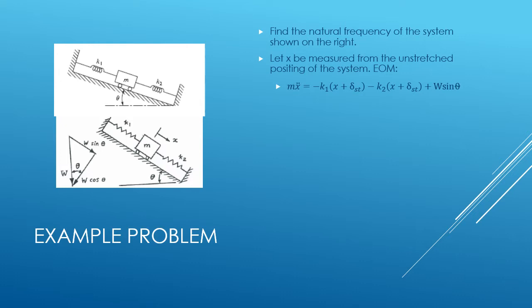So we'll let x be measured from the unstretched position of the system. So the equation of motion then becomes ma equals the spring constant k1 times the distance that it moves from the unstretched position, minus the second spring constant k2 multiplied by the distance that it moves from the unstretched position. Then because it's on an incline, we have to add the weight force component, which is going to be parallel to the floor, and that W sine theta is going to be the stretch length times the sum of the two spring constants.